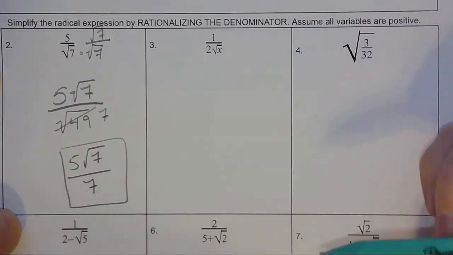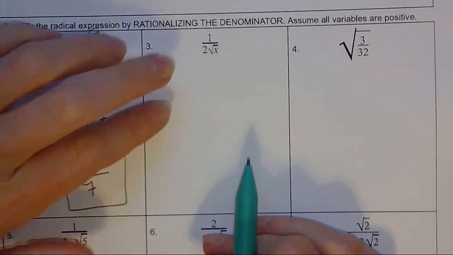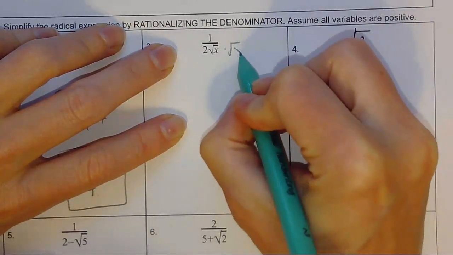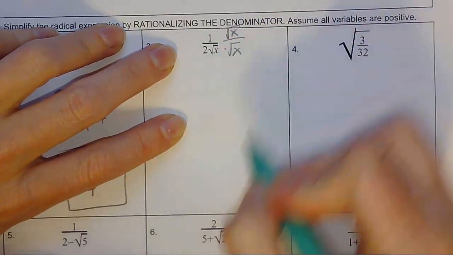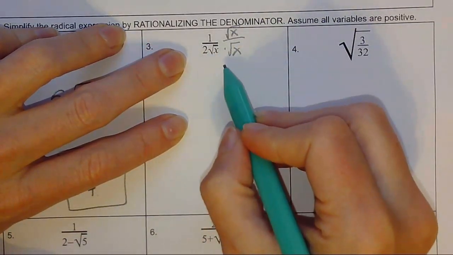The only thing wrong with this problem is this root x. Well, I want to get rid of that root x, so I'm just going to multiply it by what's inside the radical. So multiply by root x on bottom and root x on top. I don't care about the 2. The 2 is fine. I could leave a 2 down there, but it's just that radical issue.